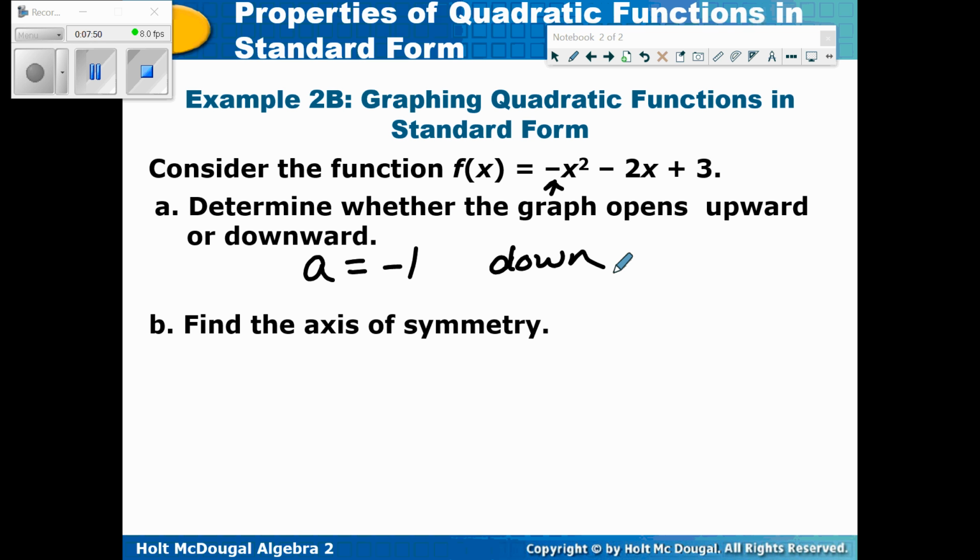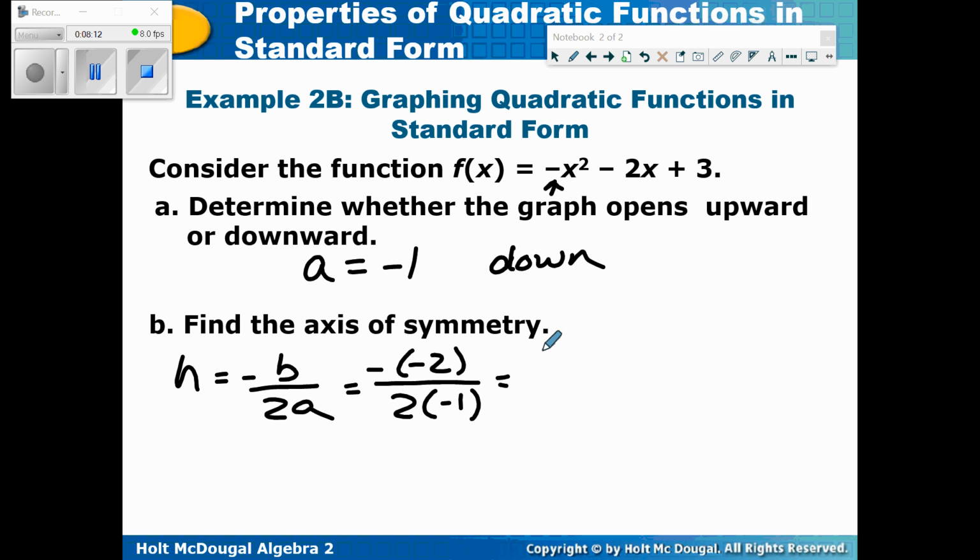Okay? To find the axis of symmetry when it is in standard form, we have to do the negative B over 2A because it's in standard form. Our B for this problem is a negative 2, so I'm going to plug in negative 2 over 2 times my A, which is negative 1. That becomes a positive 2 over a negative 2, which is a negative 1. So my axis of symmetry is x equals negative 1. That is also the H value of the vertex.